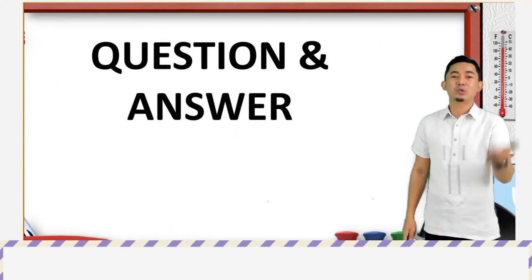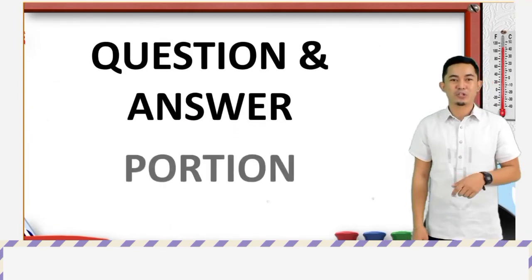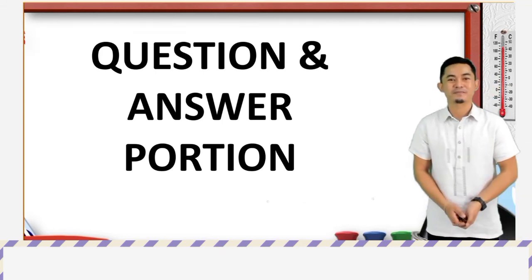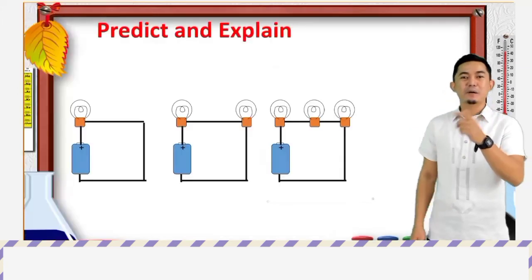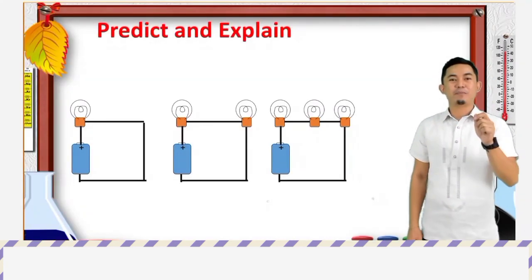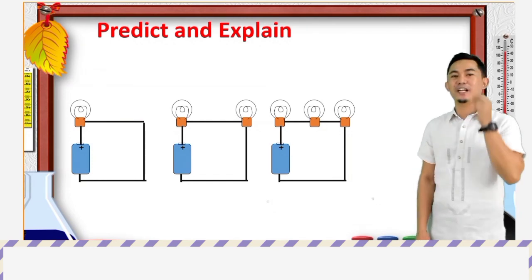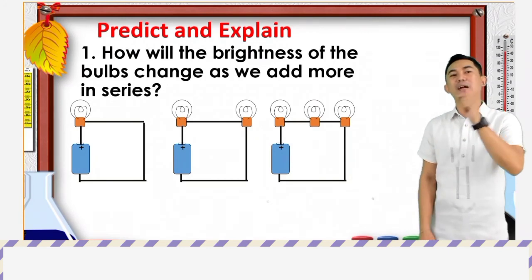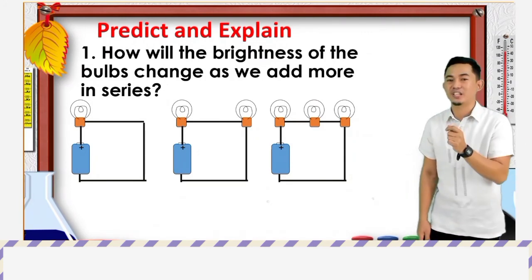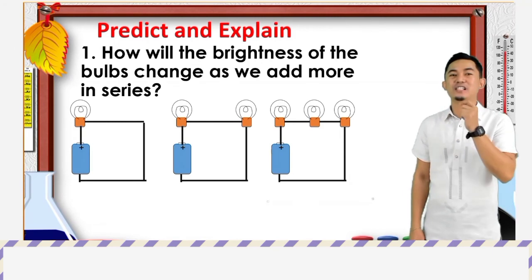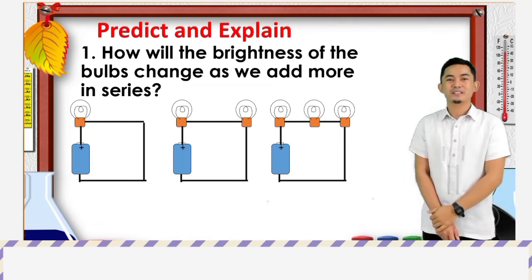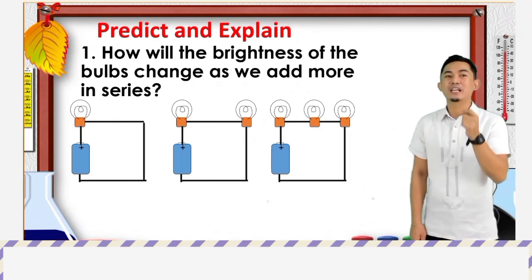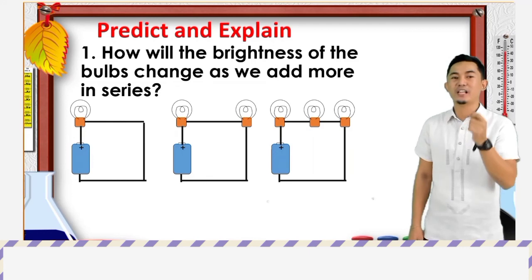Now we go to the question and answer portion. Are you ready for the question and answer portion? Okay, let us move to predict and explain. I prepared 2 questions for you, class. Number 1, how will the brightness of the bulbs change as we add more in series? I repeat, how will the brightness of the bulbs change as we add more in series?